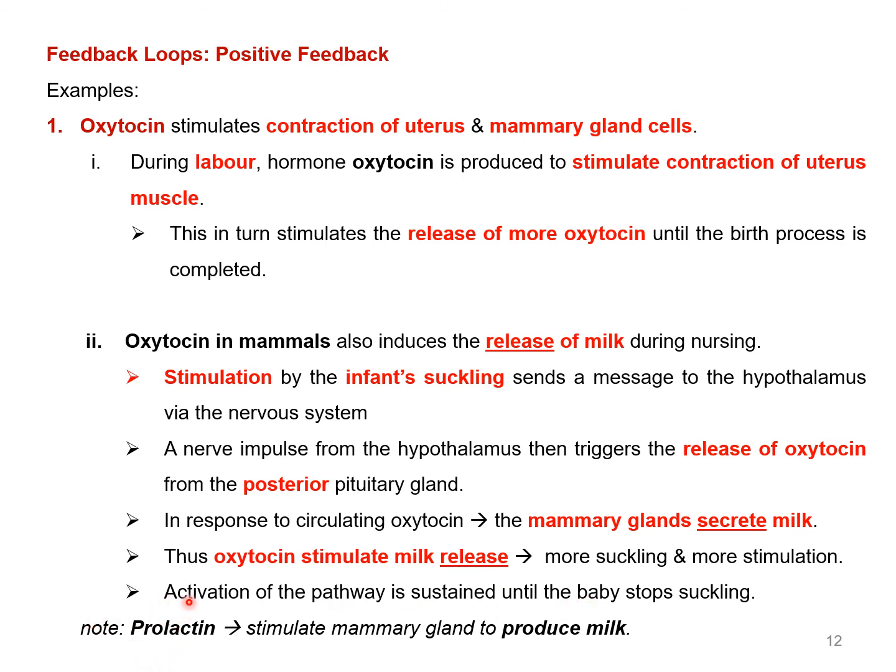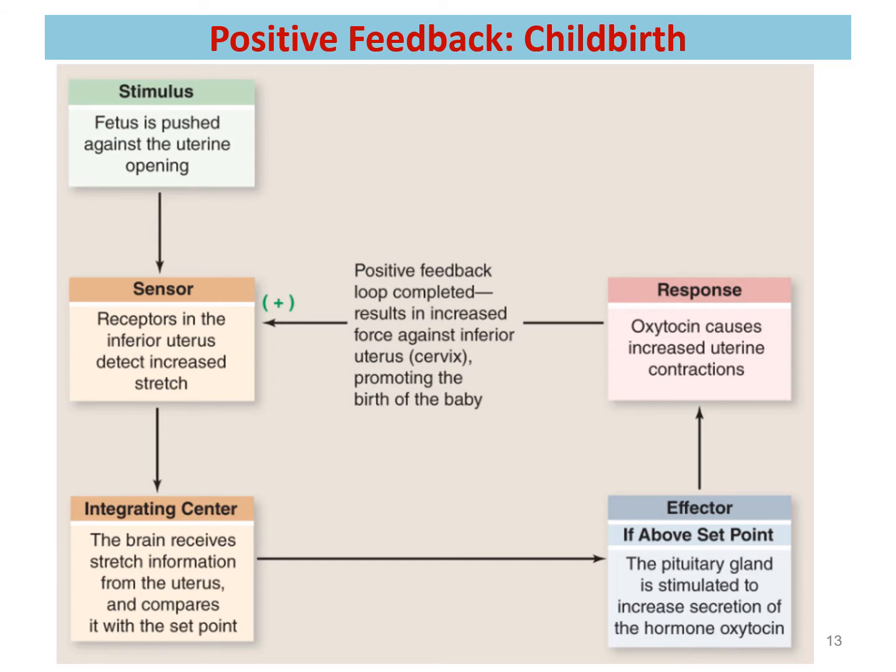For nursing, actually dia melibatkan dua hormon sebenarnya. The function of the hormone prolactin is to stimulate the mammary gland to produce milk. The cells of the mammary gland produce milk, tapi susu ni has to be secreted, dikeluarkan daripada sel tersebut, daripada mammary gland tersebut. In order to secrete the milk, it is instructed by oxytocin. So remember that these are the two hormones. Prolactin produces the milk. Oxytocin secretes the milk from the mammary gland.